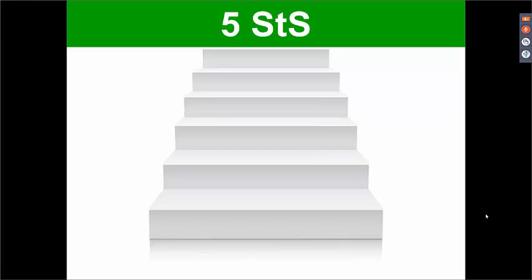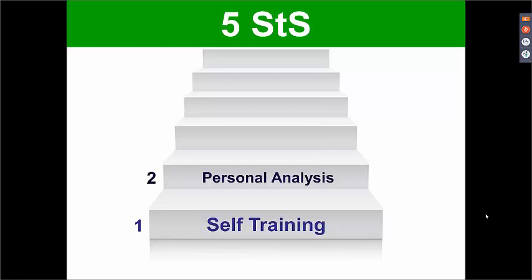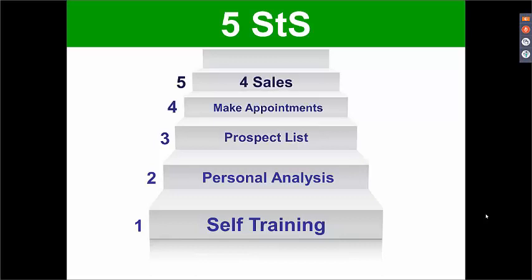So what I call 5 STS, the 5 steps to success. The first is your self-training. The second step is personal analysis. Third step is your prospect list. Fourth is making appointments. And fifth, we're looking for 4 sales in a month, and that would give you success in 30 days. By the way, if you make 4 sales in a month, you are making very good money, especially with the bonuses that we have in place.